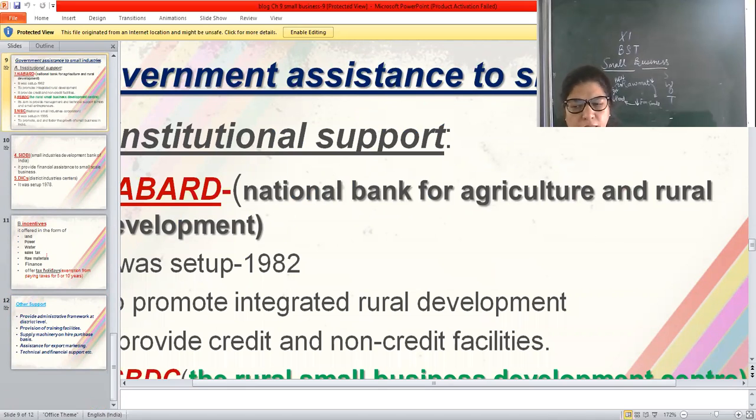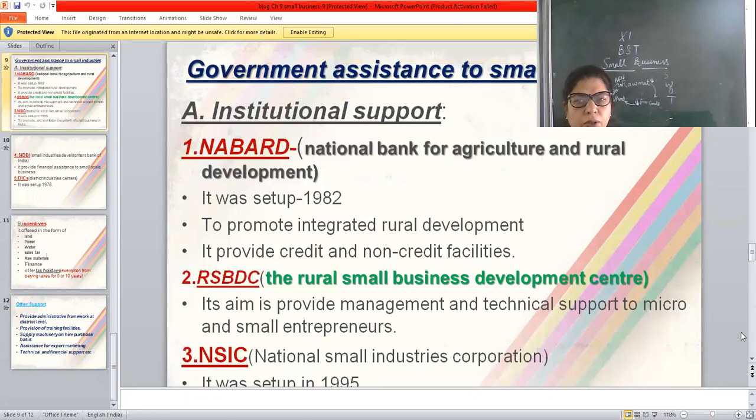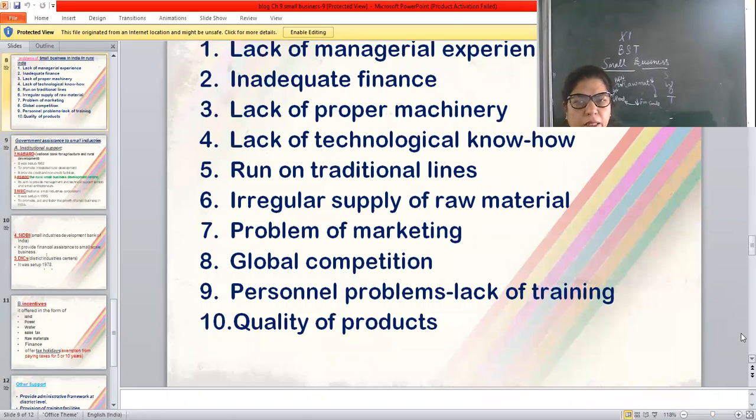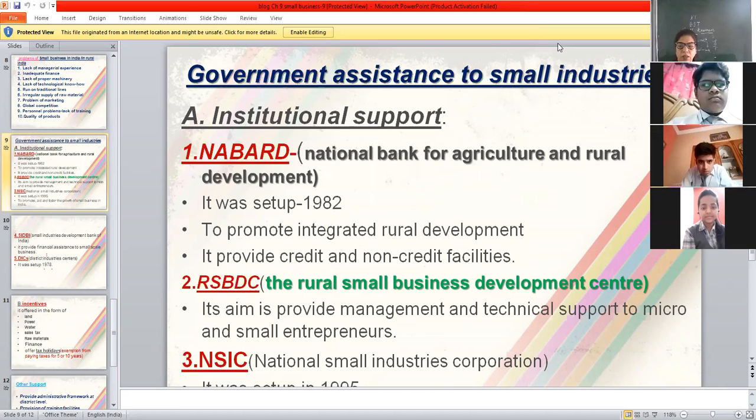Now, today we are going to sum up this chapter. So please look here. The topic now is government assistance, government support to small industries. First is institutional support. First was NABARD, National Bank for Agriculture and Rural Development. Tanish, please copy it down.